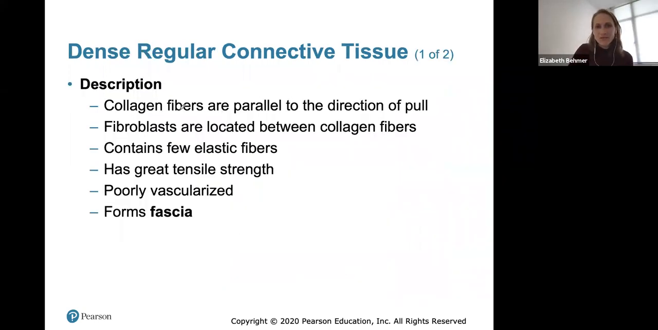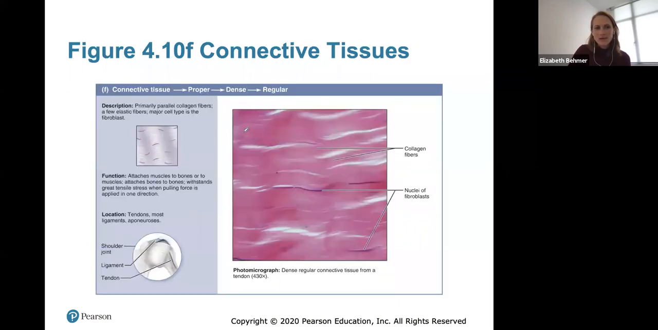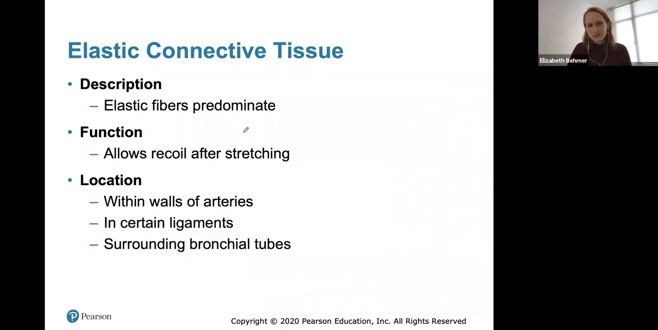Dense regular connective tissue, we have collagen fibers in parallel. We have few elastic fibers, great tensile strength, poorly vascularized. The function is to attach muscle to bone as a tendon, or bone to bone as a ligament. So this is what dense regular connective tissue looks like: very parallel arranged collagen fibers.